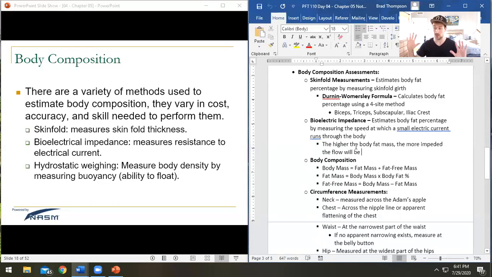So if you tell the machine that you weigh 180 pounds and it travels really fast, it's going to say, all right, you get a low body fat percentage. But if you tell it you weigh 180 pounds and it travels really slowly, it's going to estimate your body fat percentage higher. It's not perfect, but the tech on that has gotten way better over the years. So this is a pretty practical, very easy and pretty accurate method.